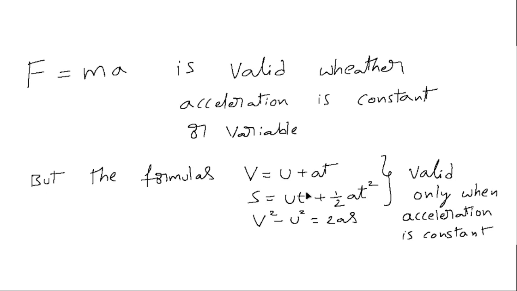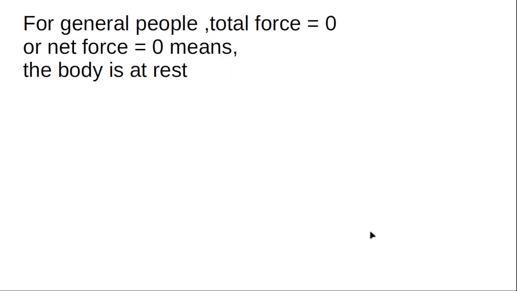But the formulas v is equal to u plus at, s is equal to ut plus half at square, and v square minus u square is equal to 2as, all these formulas are valid only when the acceleration is constant.